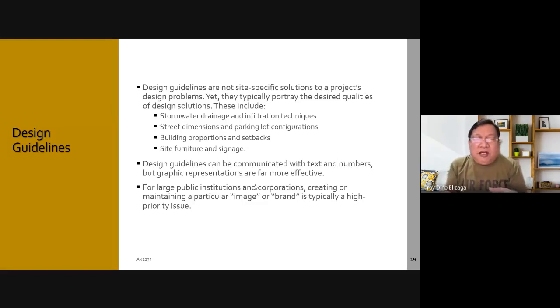So for example, the design should look like residences and should have all these elements, these colors, even parking spaces and fences looking like they're built from the old period.